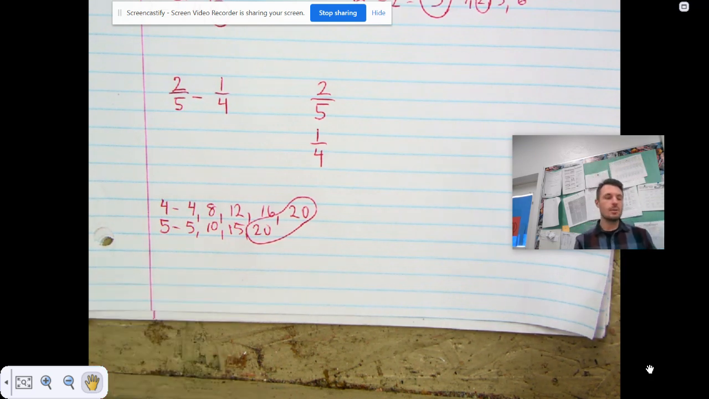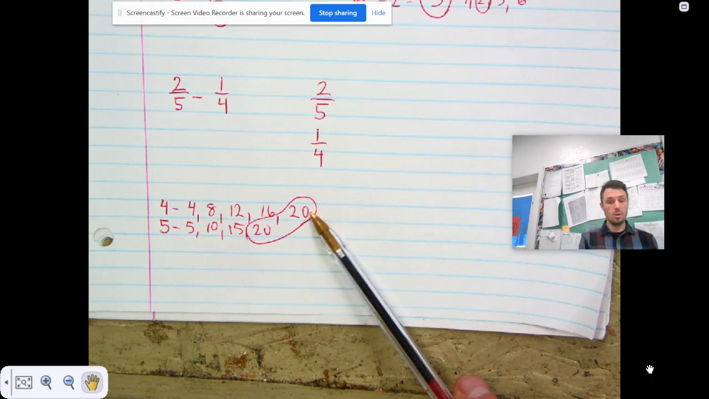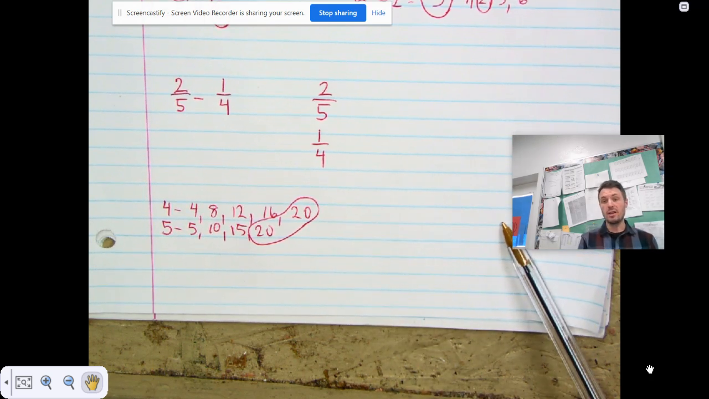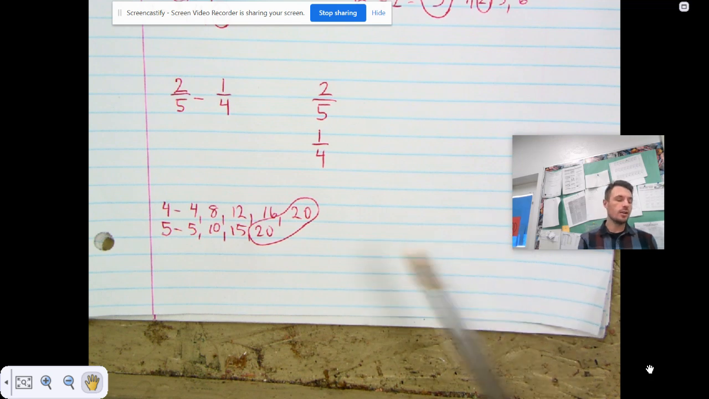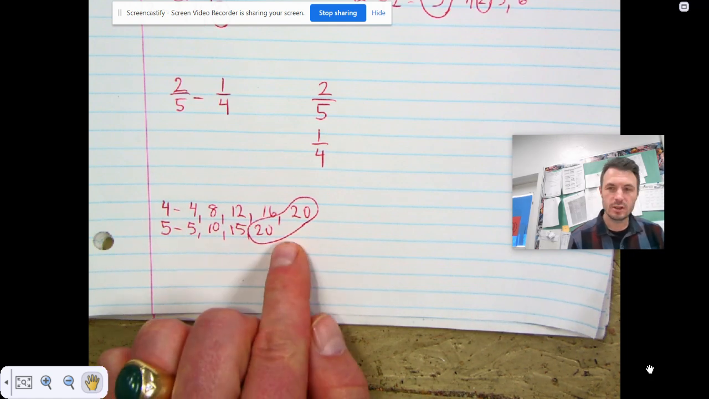Now, some of you are thinking, Mr. Dauber, I wouldn't have known to stop right there. That's okay. It just means you would have gone a little bit farther. You would have done a little bit of extra work, but it doesn't really matter in the long run. You still would have found out that 20 is the LCM. What do we do with that 20?